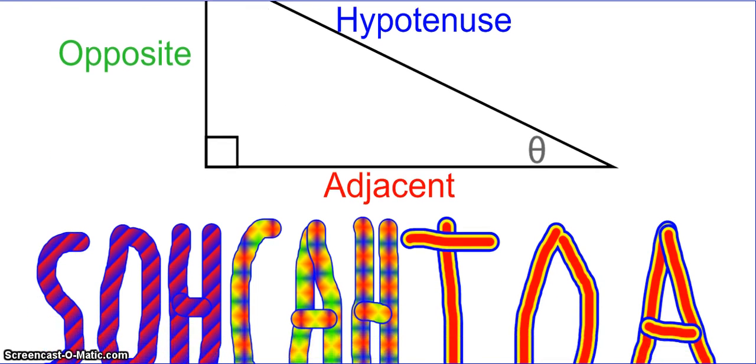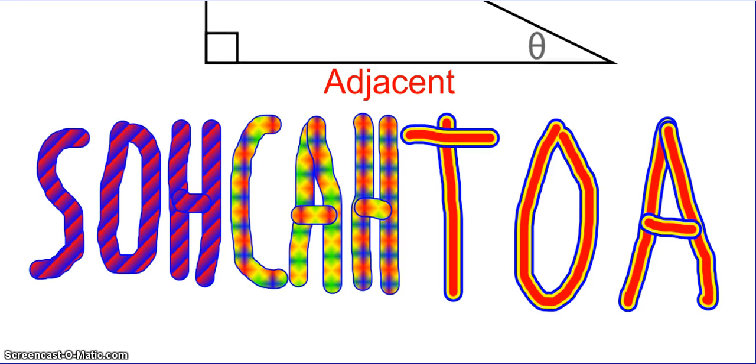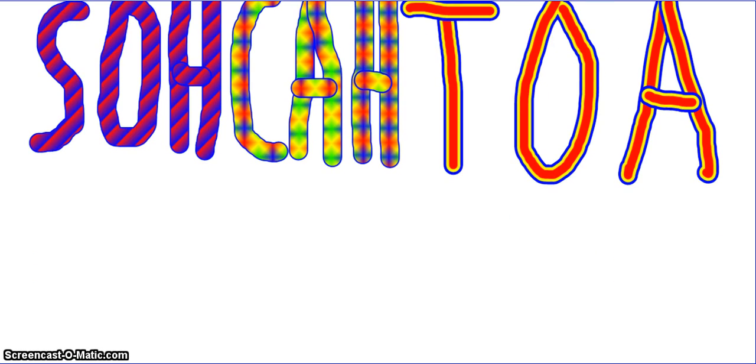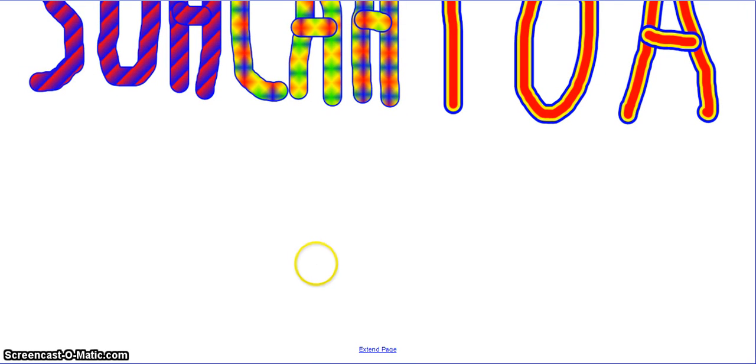So this leads us to something that I'm sure you've all heard before, and that is SOHCAHTOA. Now, SOHCAHTOA is a good way to remember how to evaluate our normal trig functions for a right triangle. Well, what does it actually mean?